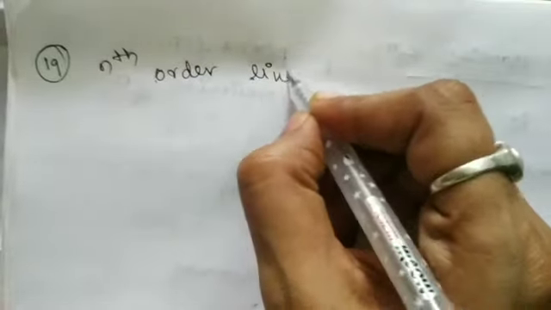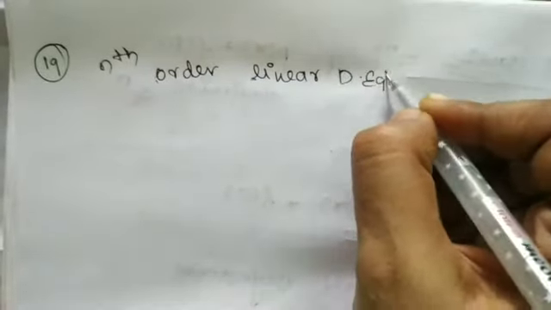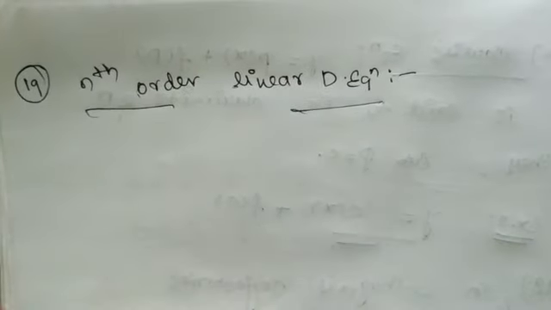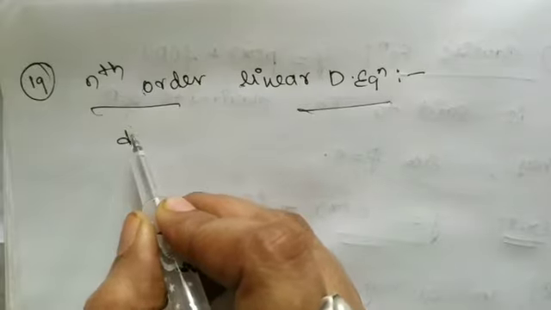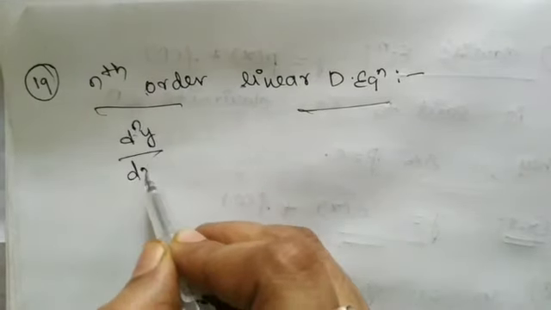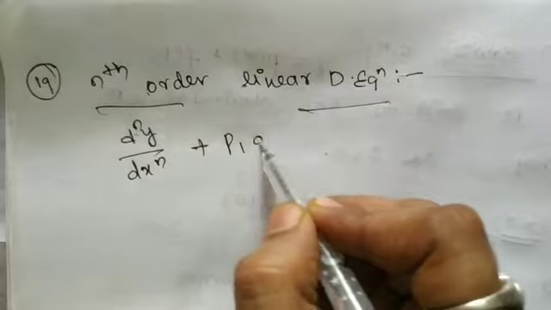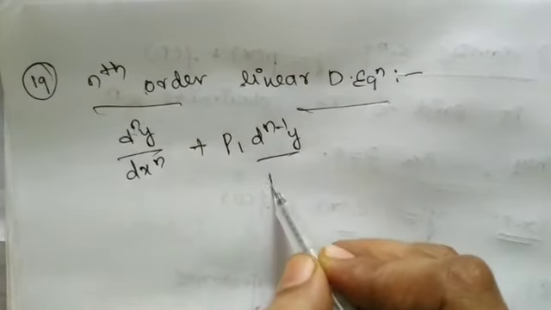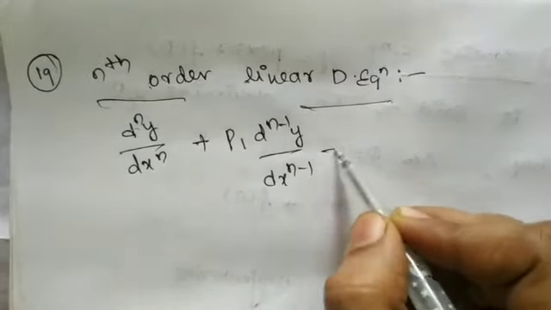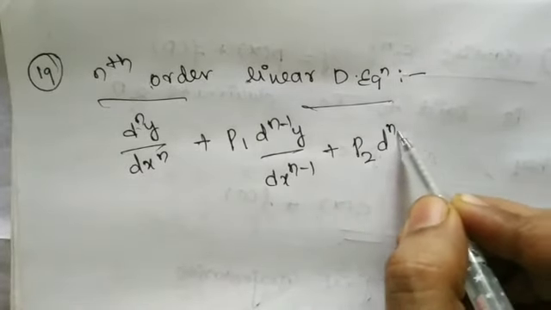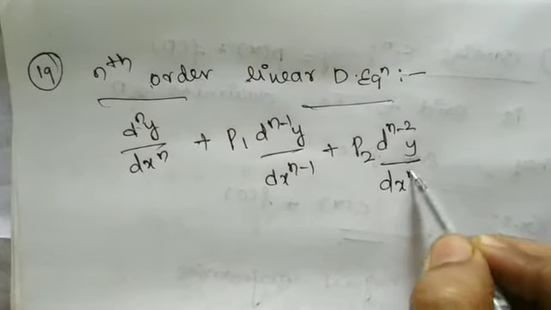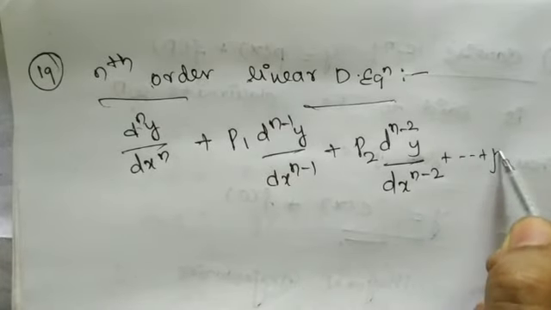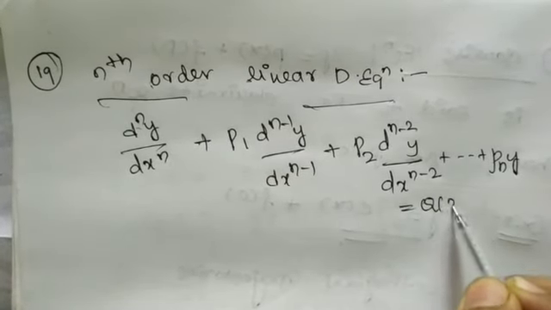Next concept, nth order linear differential equations. Very important topic. So the nth order linear differential equation is of the form d^n y/dx^n + p1 d^(n-1) y/dx^(n-1) + p2 d^(n-2) y/dx^(n-2) + and so on, + pn y = Q(x).